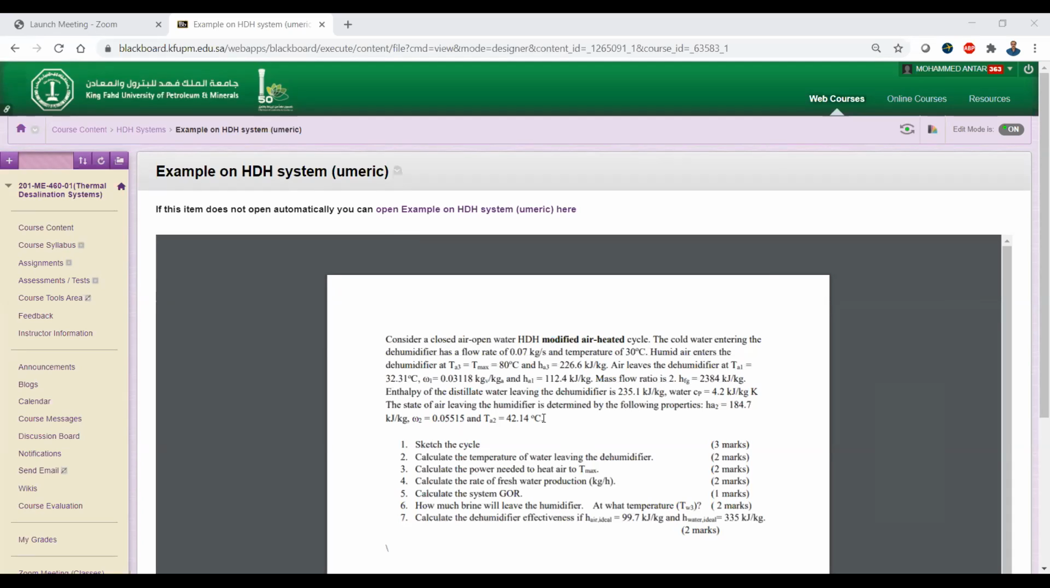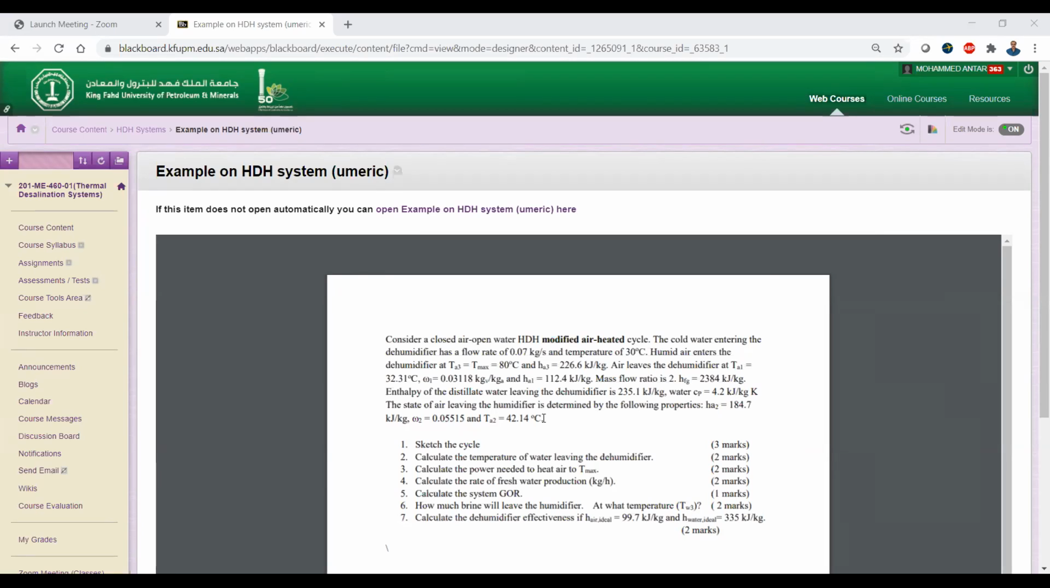The cold water enters the humidifier at a flow rate of 0.07 kilograms per second and a temperature of 30 degrees centigrade. So this is the condition of cold water entering the humidifier. Then humid air enters the dehumidifier at the maximum temperature. Remember, it's a modified air heated cycle, and for this sort of cycle, air enters the dehumidifier at the maximum cycle temperature.